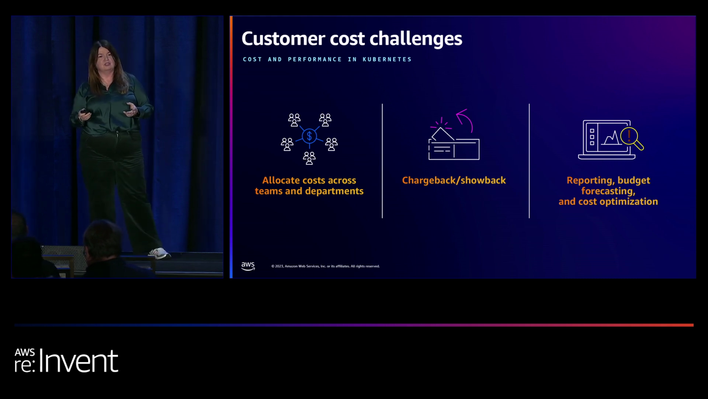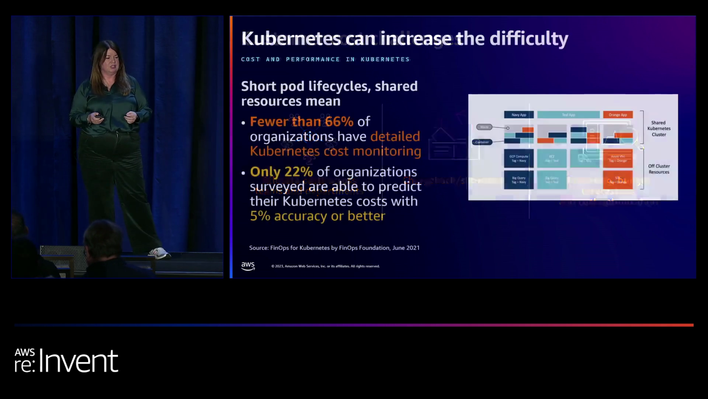There was a study that was done by the FinOps Foundation that found that when they surveyed customers, less than 66% of organizations had any form of detailed Kubernetes cost monitoring. And only 22% of the organizations who were surveyed could accurately predict their Kubernetes costs to within 5% or better. So what drives these costs?